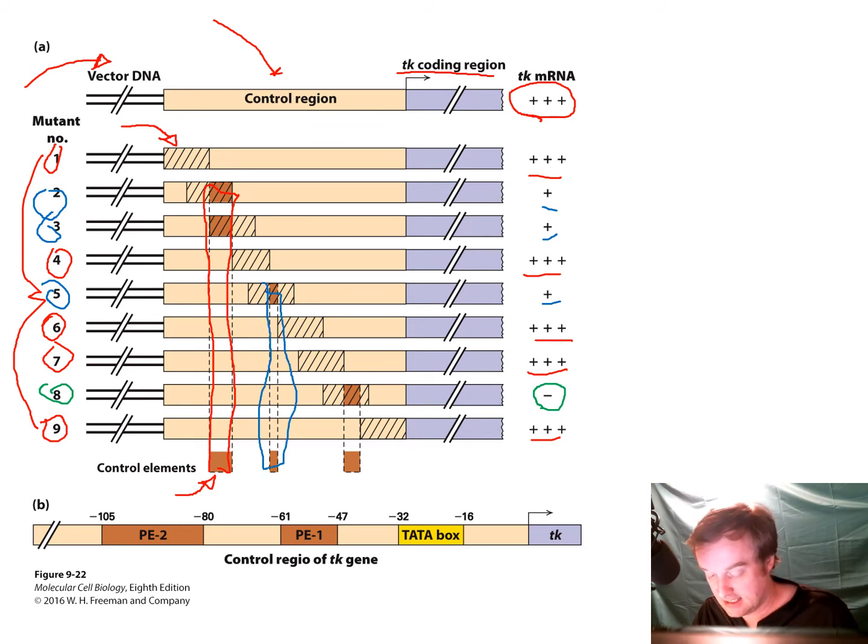And then lastly, this region right here of the control region, which was in mutant number 8, all have some sort of responsibility in transcription. What we can later deduce from this is that the furthest upstream is the promoter proximal element, PE2, then PE1, and the one that completely shuts off transcription is actually the TATA box.